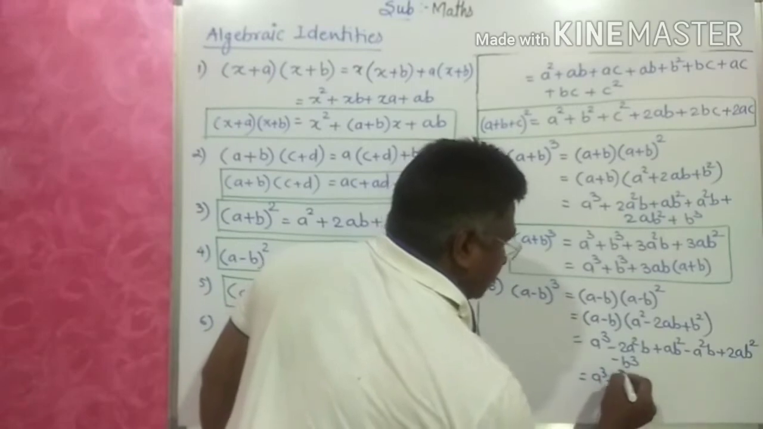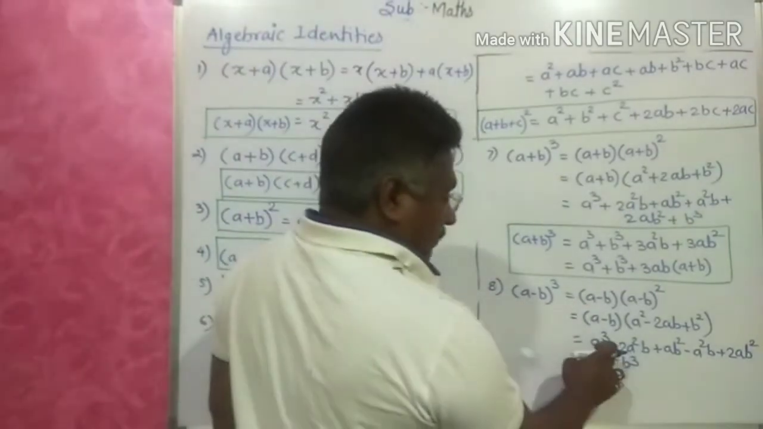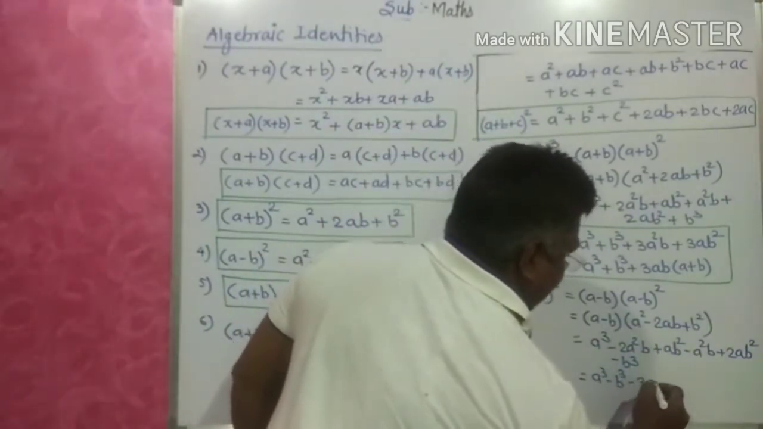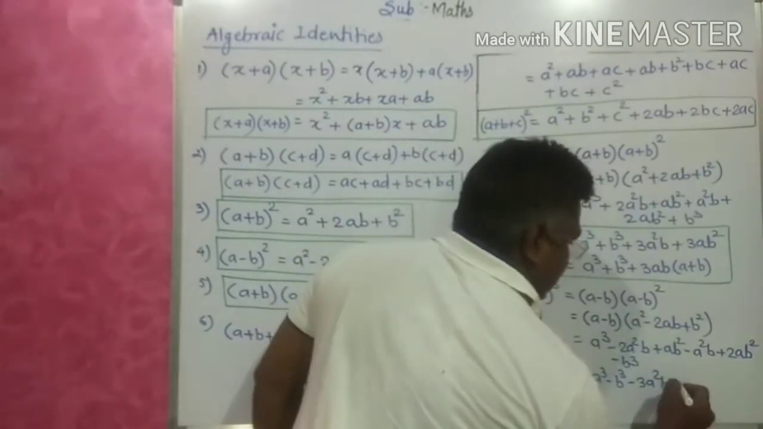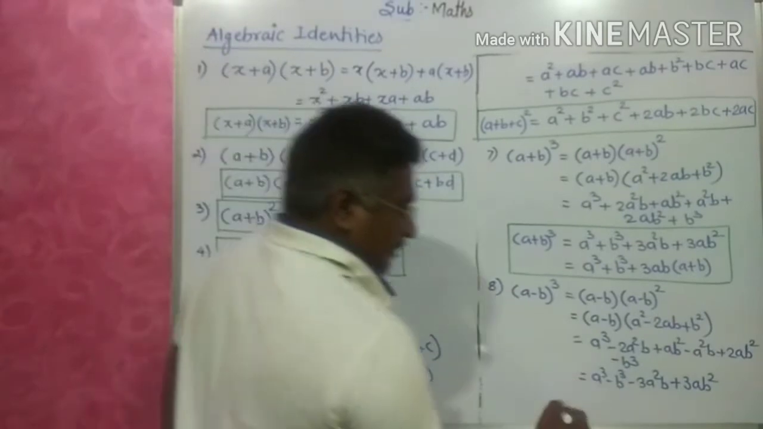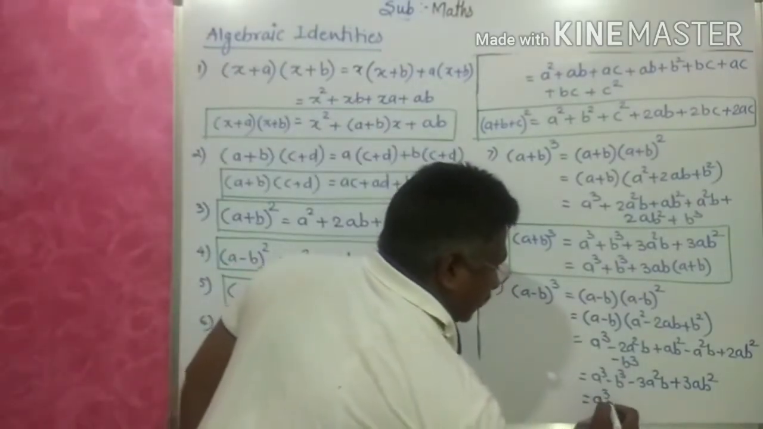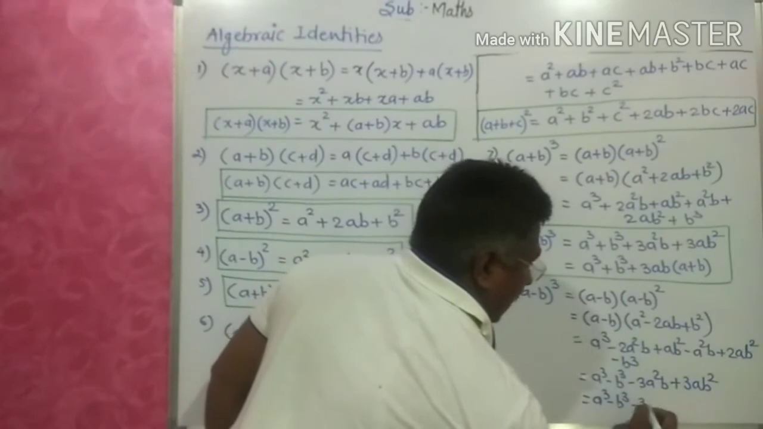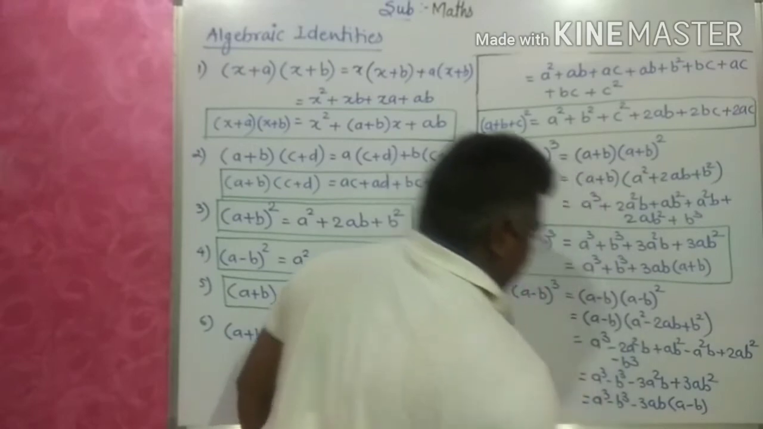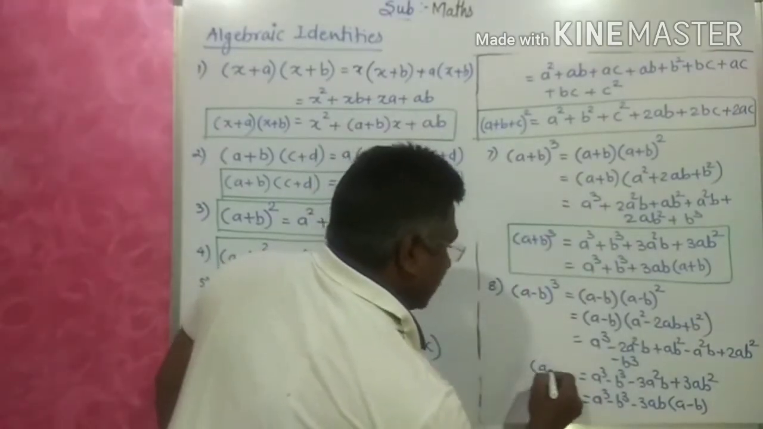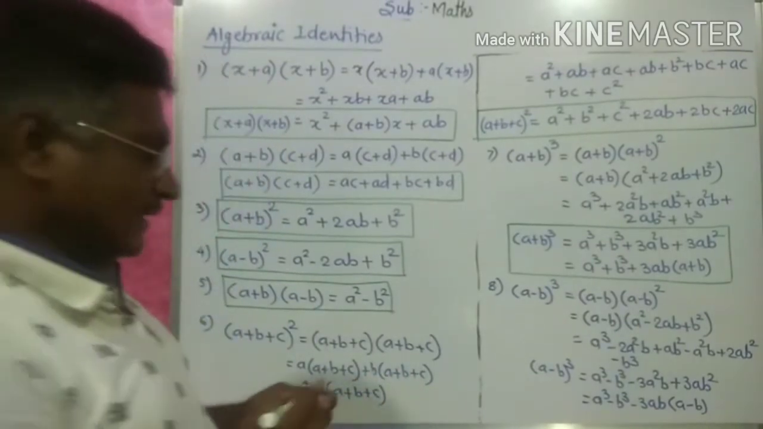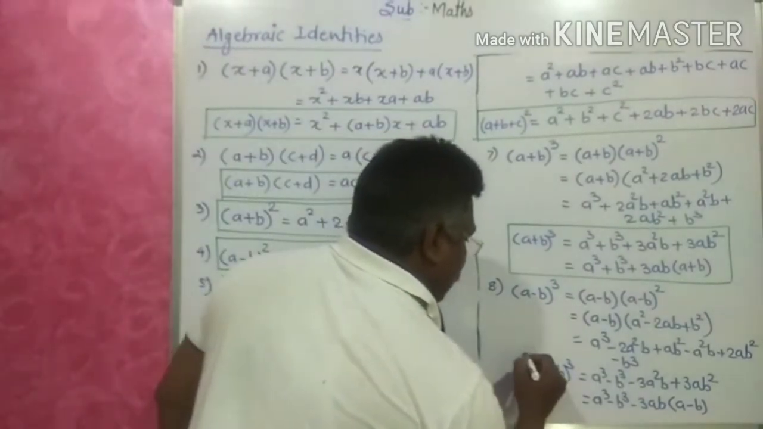So what we got? A cube minus B cube minus 2A square B minus A square B, that is minus 3A square B, plus 3AB square. The same we can write in this way also: A cube minus B cube minus 3AB into A minus B. So this is A minus B whole cube, the identity of A minus B whole cube.